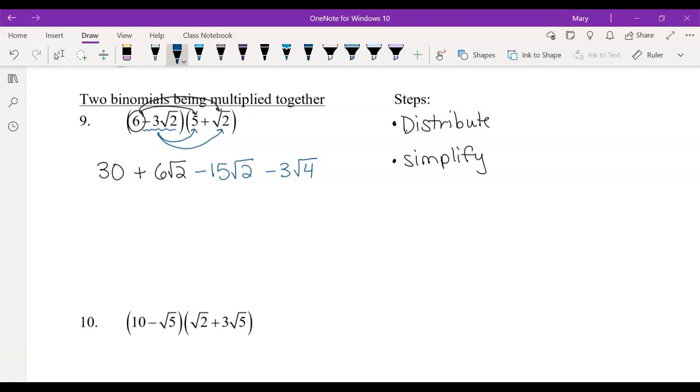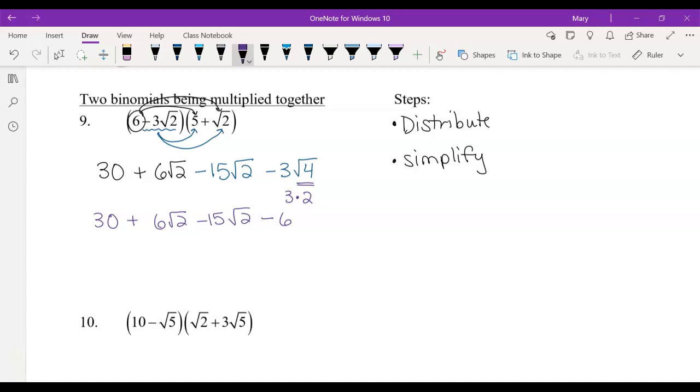Then we need to simplify. So I see over here that the square root of 4, I know this is 2. So this last part here is saying 3 times 2. So I have 30 plus 6 root 2 minus 15 root 2, and then a minus 6, because that 3 times 2 would give us 6.